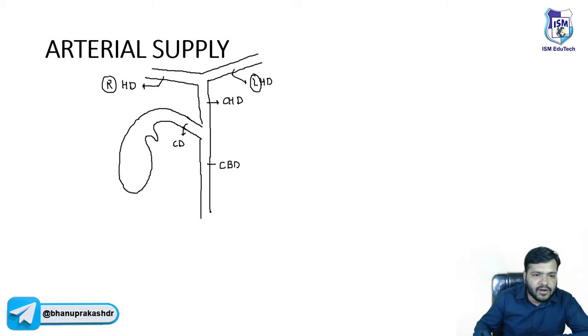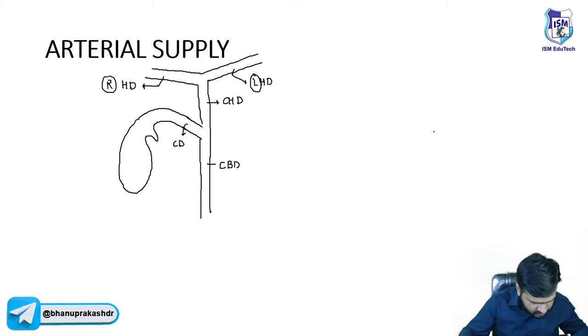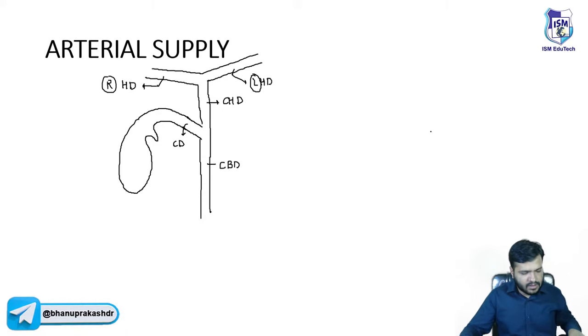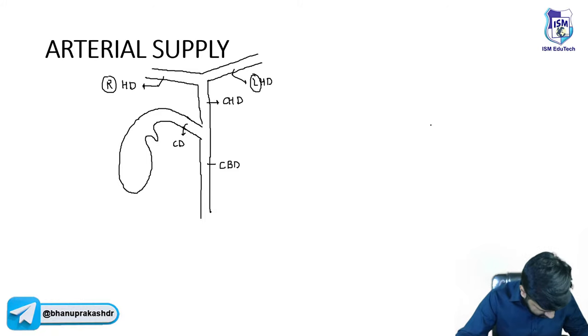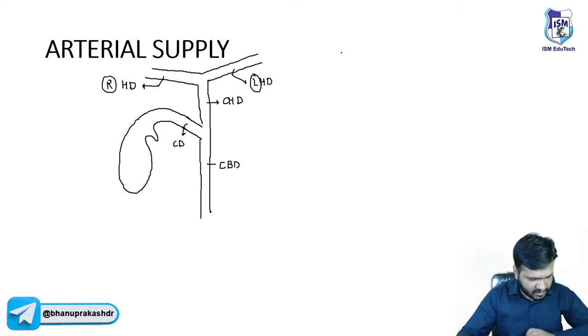So yes, we already know that we have the abdominal aorta. Beta, it is just forming an S shape. Okay, it is just forming an S shape over here with the neck part. I've just drawn it like a little inverted type, but it is like an S. Okay, it is going like this. So that's what I have to focus on over here.